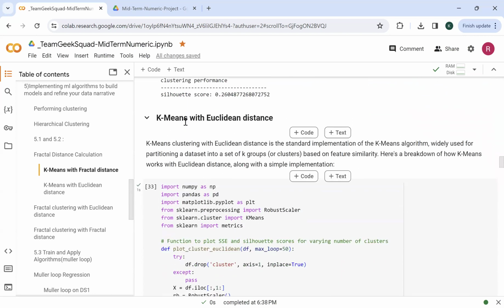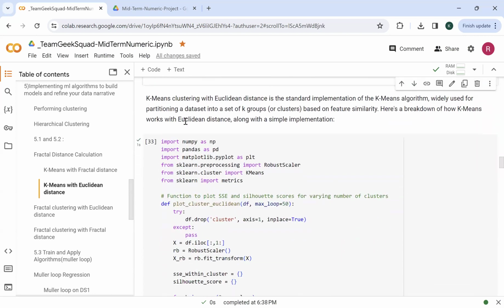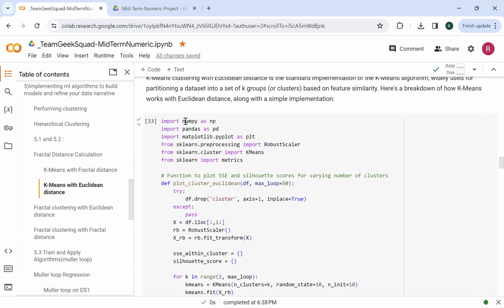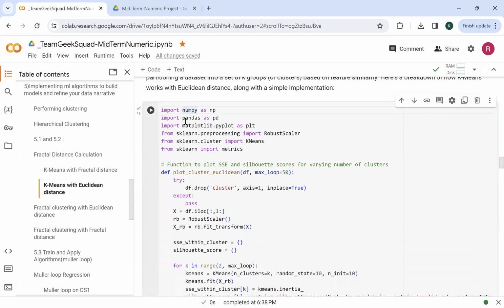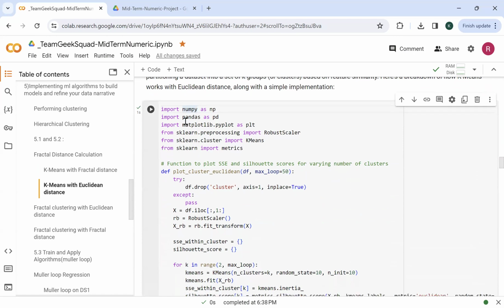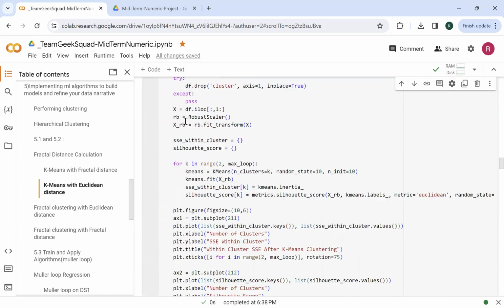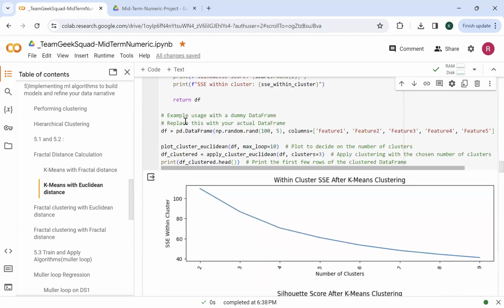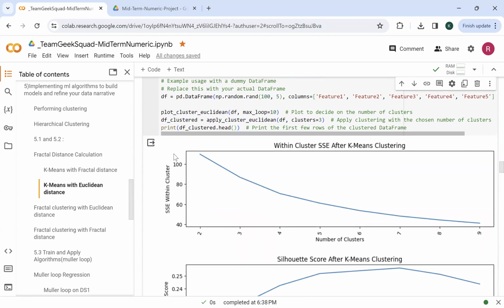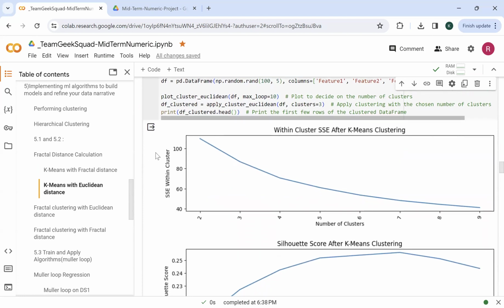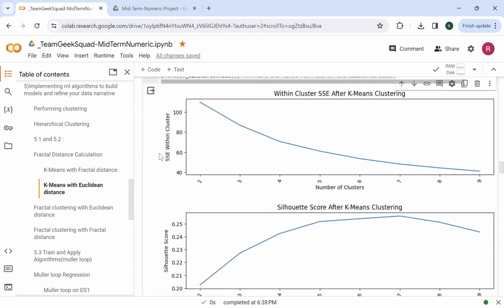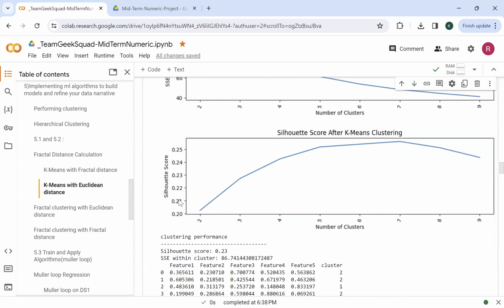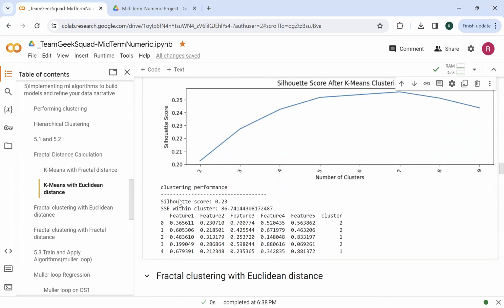And next we found out the k-means with Euclidean distance. Here k-means clustering with Euclidean distance is the standard implementation of k-means, which is widely used for partitioning the dataset into k groups or k clusters based on feature similarity. We have here the implementation below with the Euclidean distance. And we have plotted the graphs for the SSC after k-means clustering. And we found out the silhouette score.